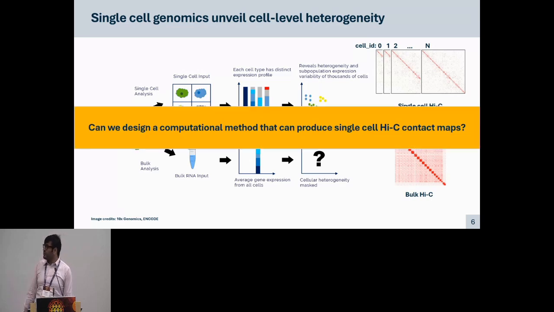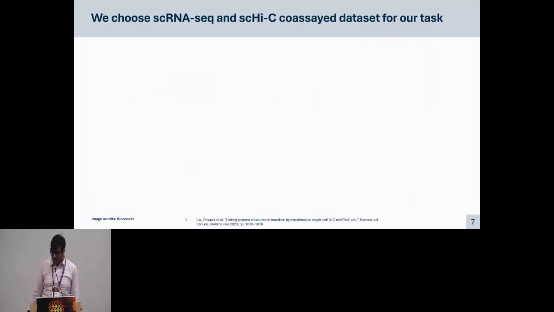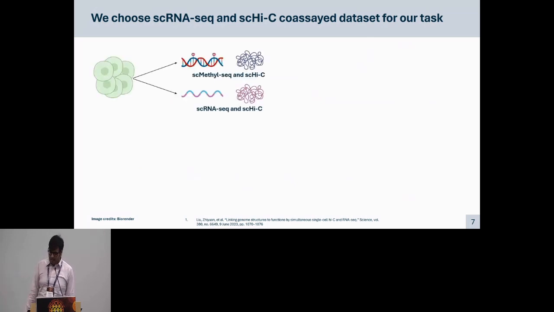So in this study, we asked the question: can we develop a computational method that can produce these single cell Hi-C contact maps? To answer that question, we start off by looking at what we need in the first place. What we really need to predict a single cell Hi-C contact map is another genomic measurement. In the case of single cell experiments, an experiment that measures two genomic measurements at the same time is called a co-assay experiment.